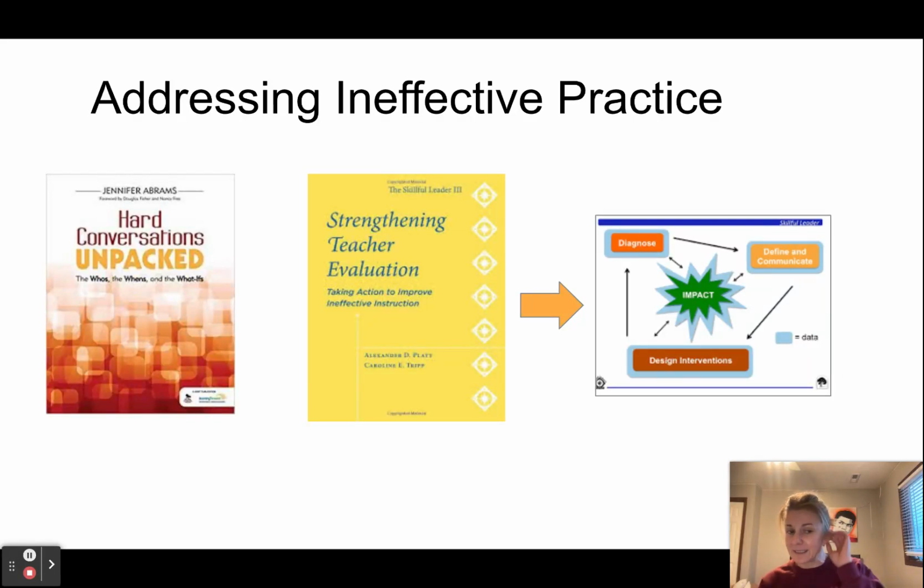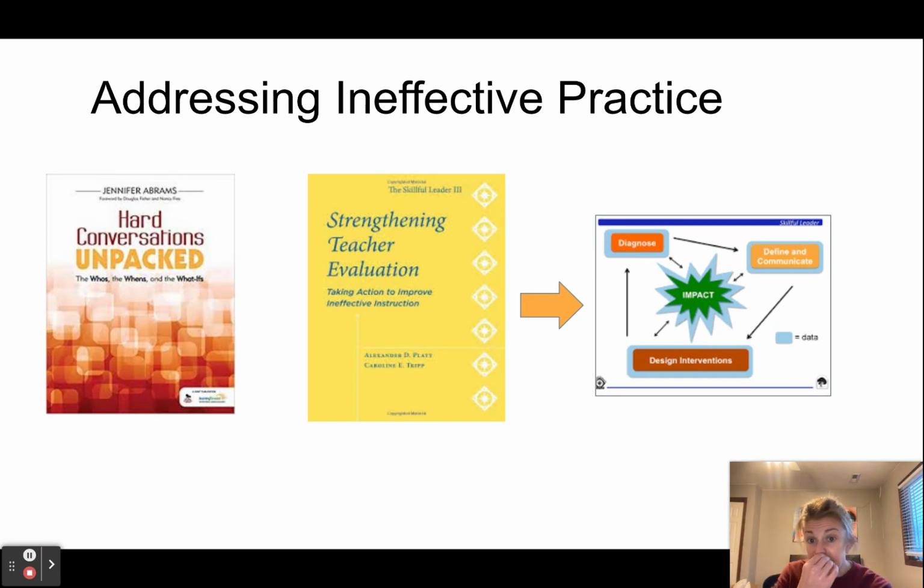And the second piece is establishing that mindset that evaluation and supervision is all about supporting individuals in improving their practices. Hard Conversations Unpacked is just one resource. There's a lot of resources on how to have difficult conversations. This is a reality of being a leader, and so this is the one that I'm using to give you a frame in constructing some of those.